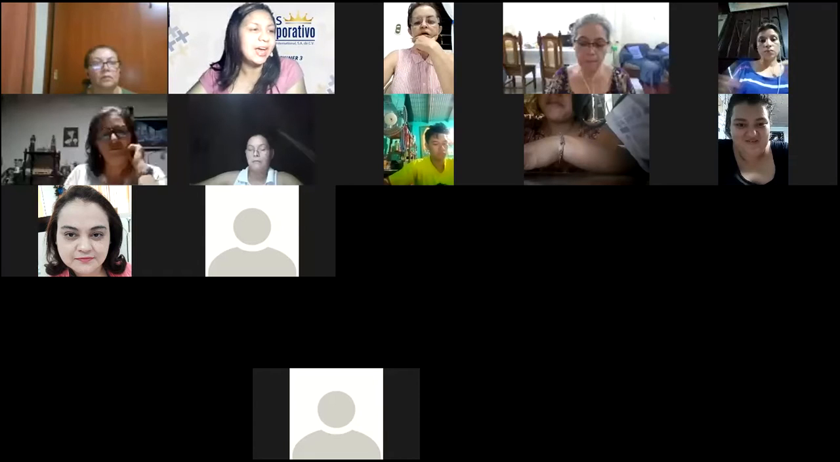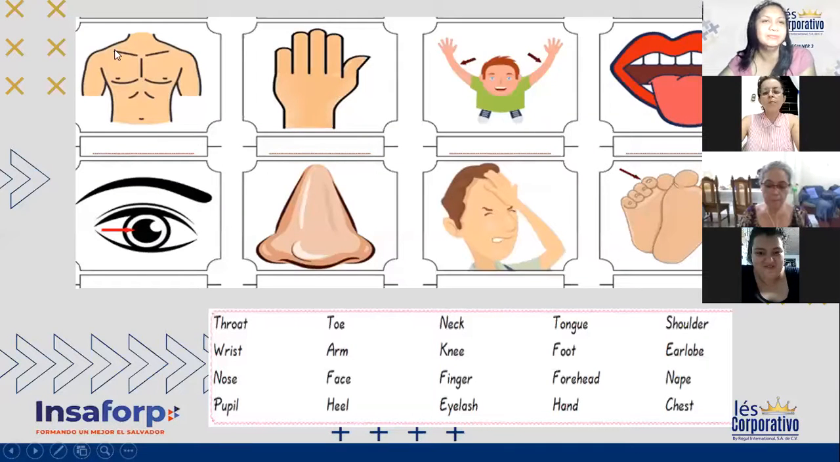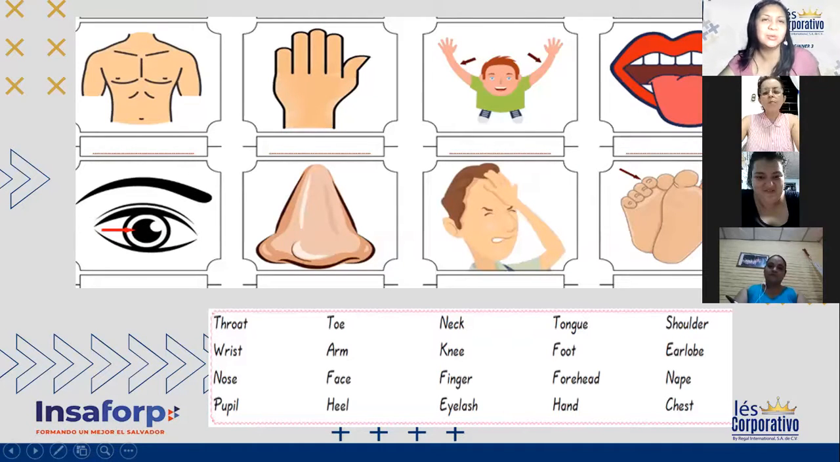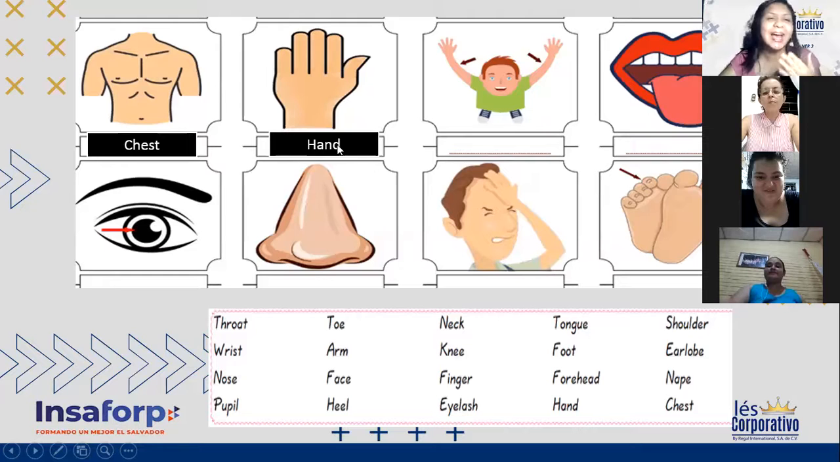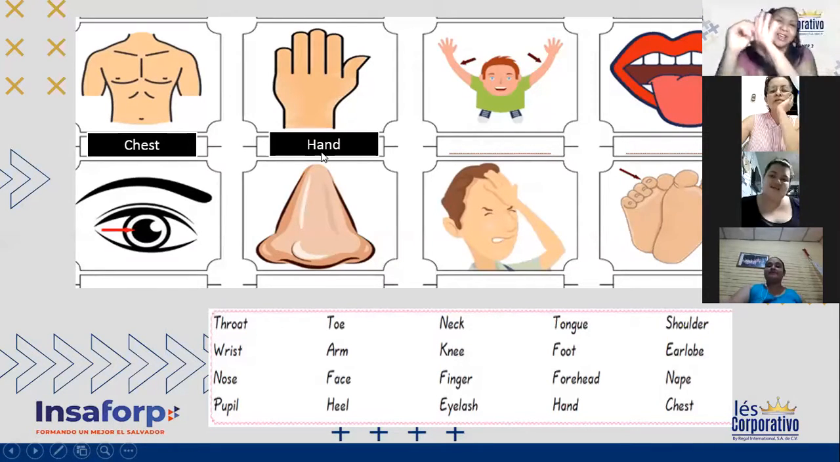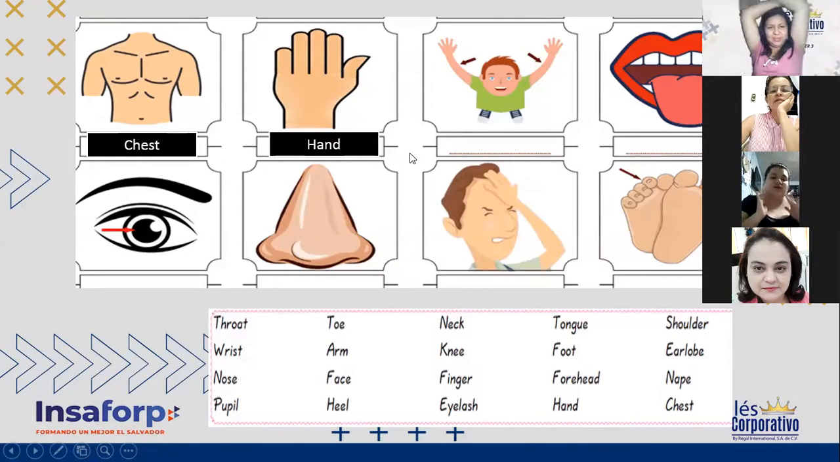Okay, so we still have more vocabulary in the next slide. What do you call this? The chest. Yes, the chest. And then, what about these ones? Finger. Oh, I made a mistake here, I didn't change it. It's finger. It's the hand and your fingers, okay?